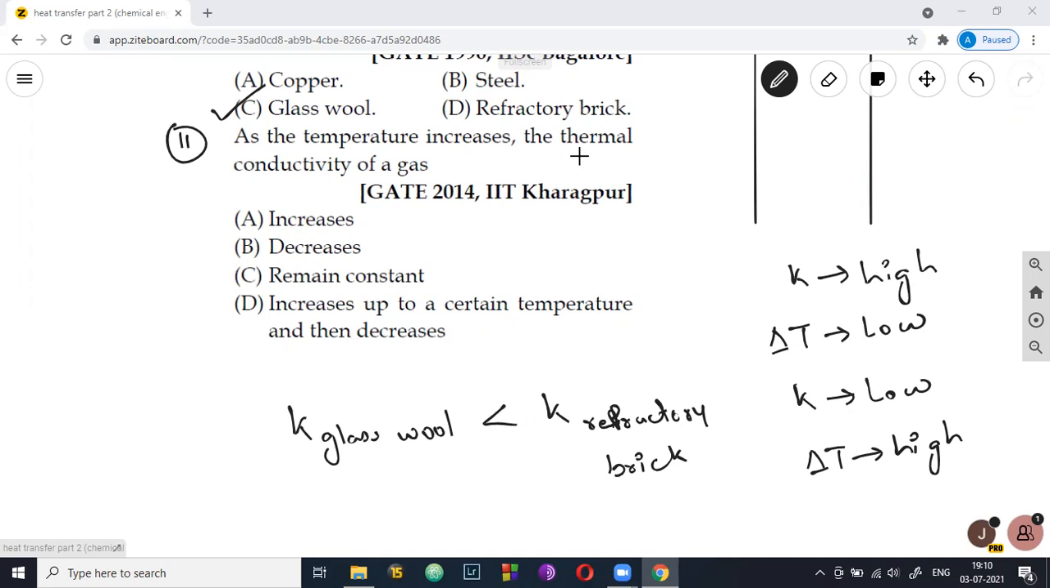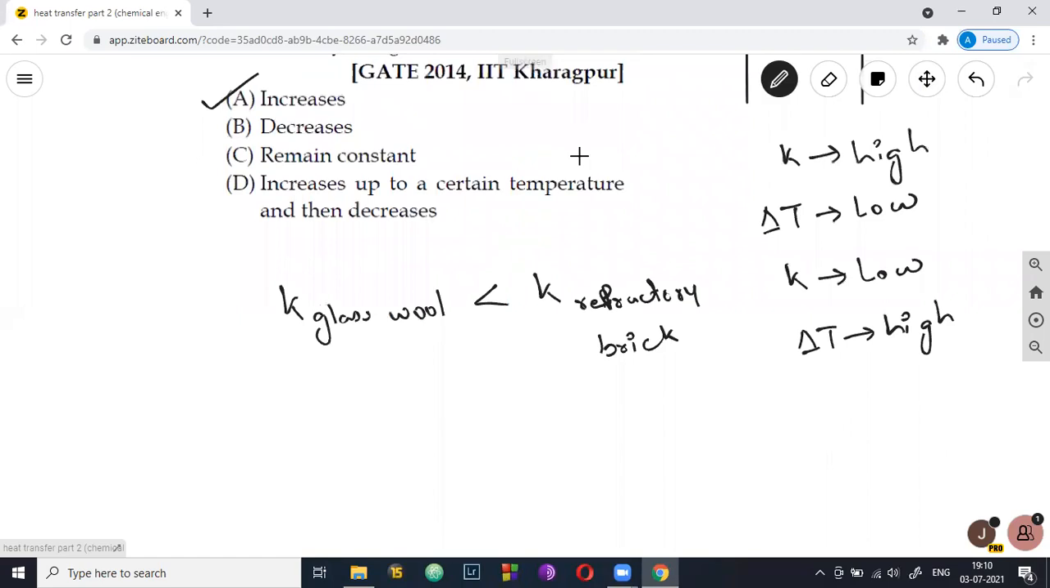So the answer is option C, glass wool. Now let's go to question number 11. As temperature increases, what will happen to the thermal conductivity of a gas? See, in the case of gases, thermal conductivity actually increases. As said earlier, thermal conductivity's behavior is similar to that of density, or you can also say viscosity. All these things have a similar behavior.